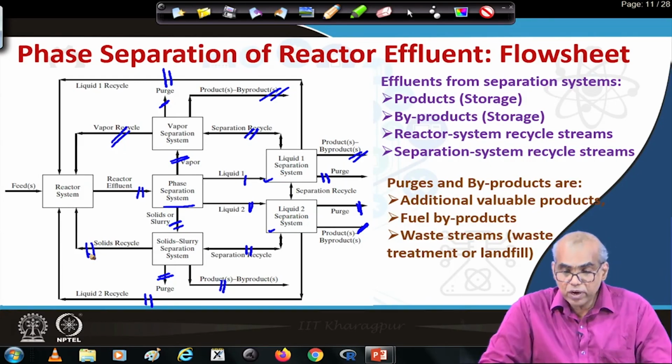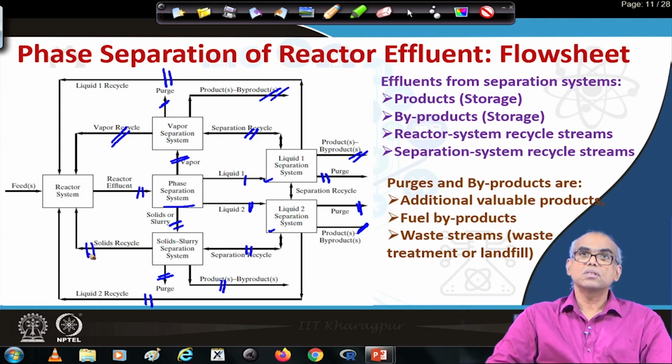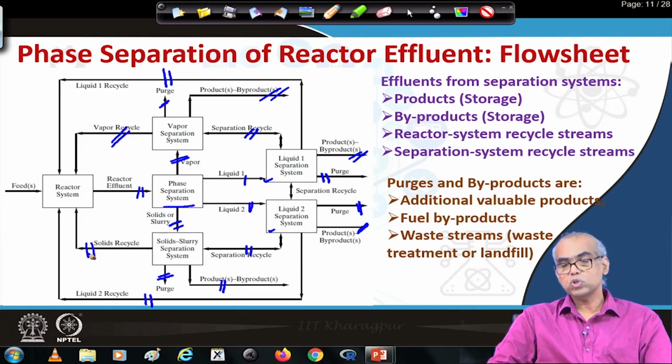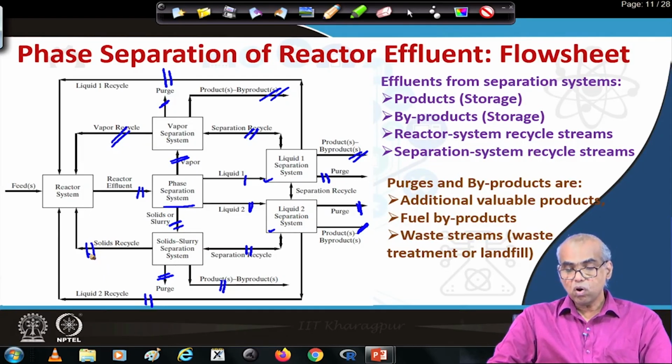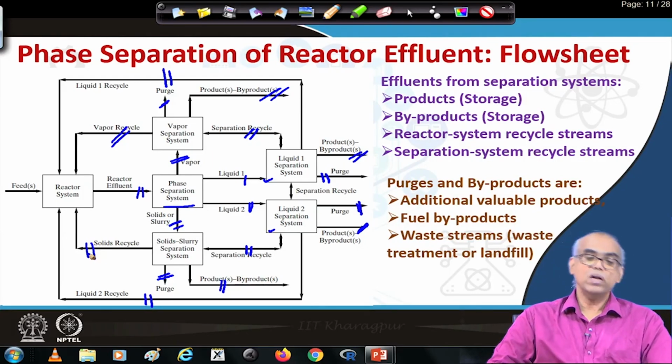So, effluents from separation systems are of 4 types: products which go to storage, useful byproducts which also go to storage, reactor system recycle and separation system recycle. Purges and byproducts are additional valuable products, fuel byproducts or waste streams which go to waste treatment or landfill.